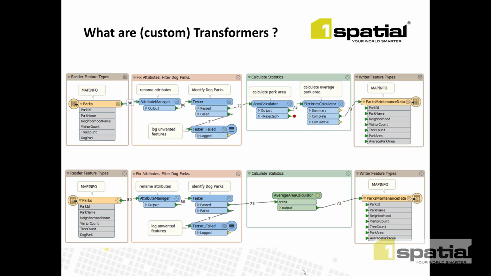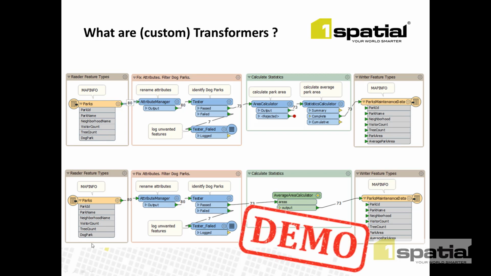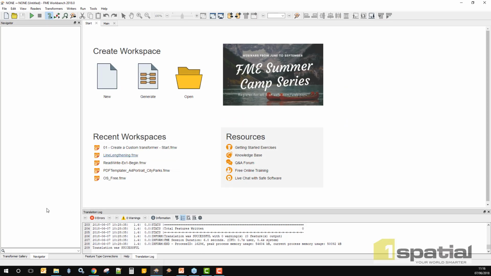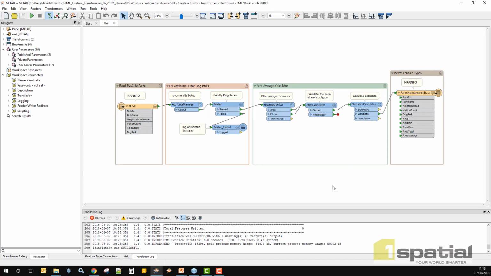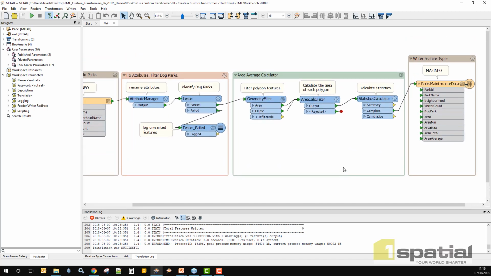So here's an example of exactly the same scenario, but this time the statistics calculation is condensed down into a custom transformer, and that might be because I want to reuse that little capability in another workspace, or maybe somewhere else in the same workspace. So that green tool is the custom transformer that allows us to do the area calculation. So let's go and have a look at how we actually do this. So here I have FME Workbench, and I'm just going to go and find a workspace and bring that into view. Okay, so here's the same workspace, and I want to focus my attention on this area just in the middle here.